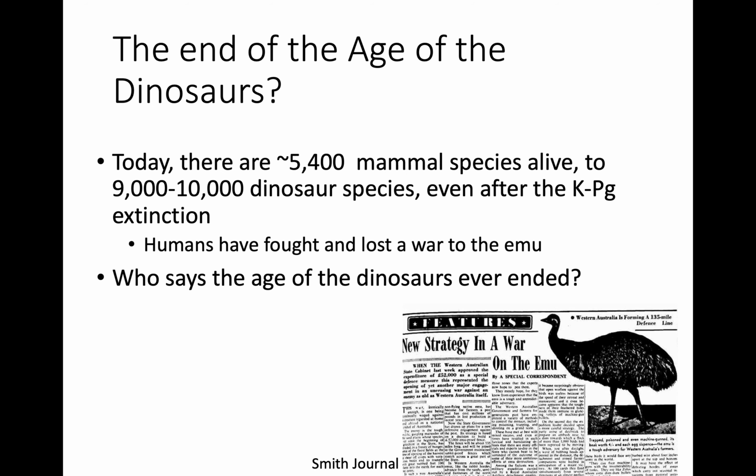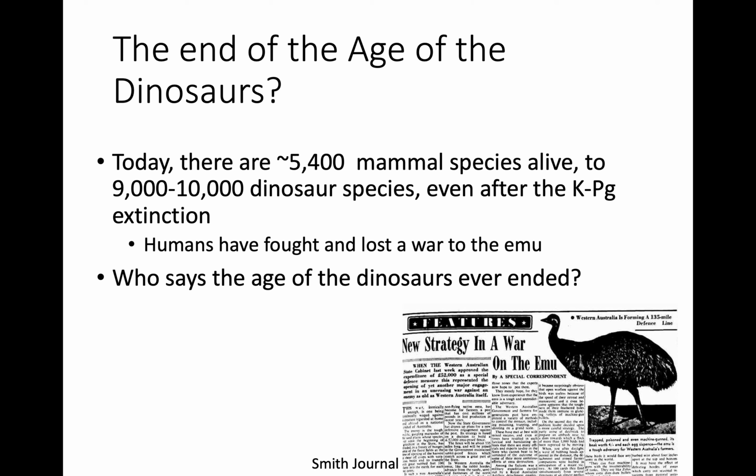So the end of the age of the dinosaurs. A lot of folks call the Mesozoic the age of the dinosaurs, and they call the Cenozoic the age of the mammals. But I will raise the question to you, did the age of the dinosaurs ever end? Today, there are 5,400 mammal species alive, and that's compared to 9,000 to 10,000 dinosaur species, even after the KPG extinction, the asteroid impact in the Yucatan Peninsula 65 million years ago, along with the Deccan Traps volcanism at around the same time. Humans have actually fought wars with the emu.